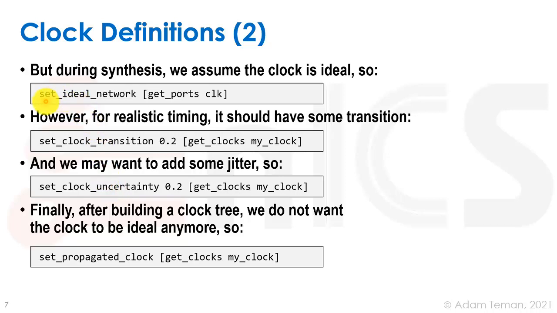Just for the sake of completeness, set ideal network, which I wrote there in the answers, is used during synthesis, where we have an ideal clock. It doesn't have any skew. It doesn't have any propagation from one point to the other. So we define the clock as ideal. Obviously, it should not be ideal once we build a clock tree later on in the course. And set propagated clock is the opposite of set ideal clock. It's a command that says, take the clock, it's not ideal anymore. Go through all the buffers and add their timing, and make it a real clock. I think set propagated clock, at least in Innovus, is applied automatically after clock tree synthesis is run.